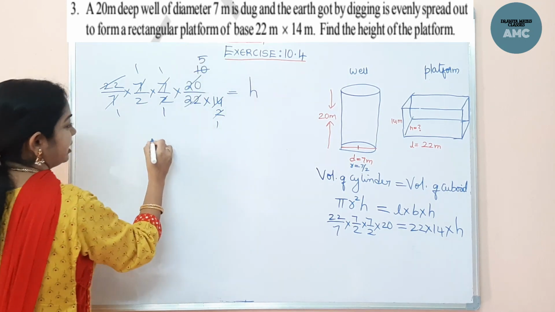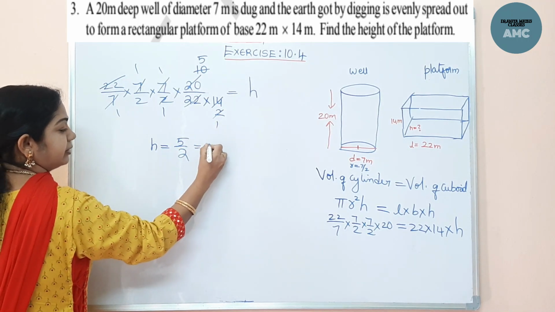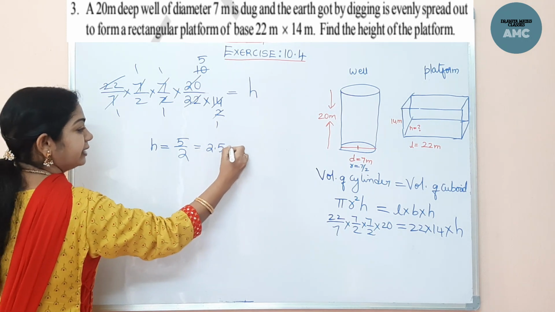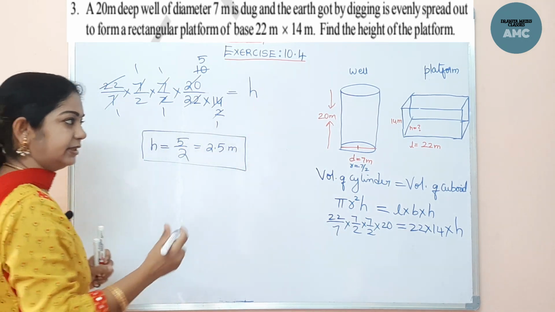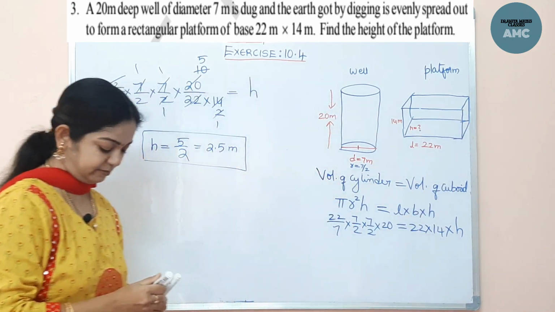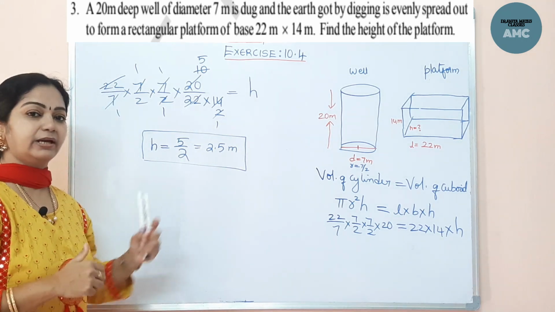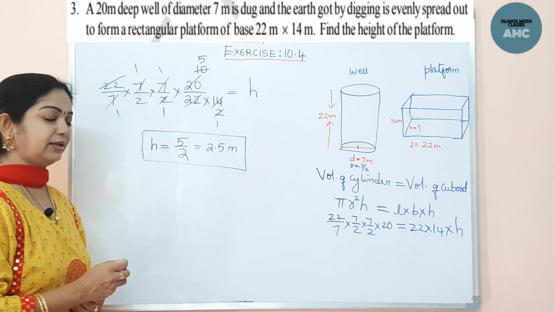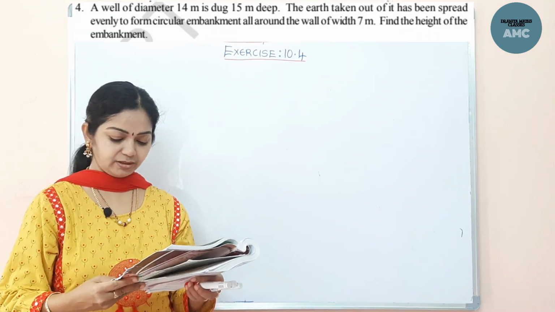Now 5 by 2, H is the remaining 5 by 2. That is nothing but 2.5 meters. So that means the height of the rectangular platform is 2.5 meters. Like this, by equating the volumes, we can simply find out the required dimensions. Now quickly copy down.